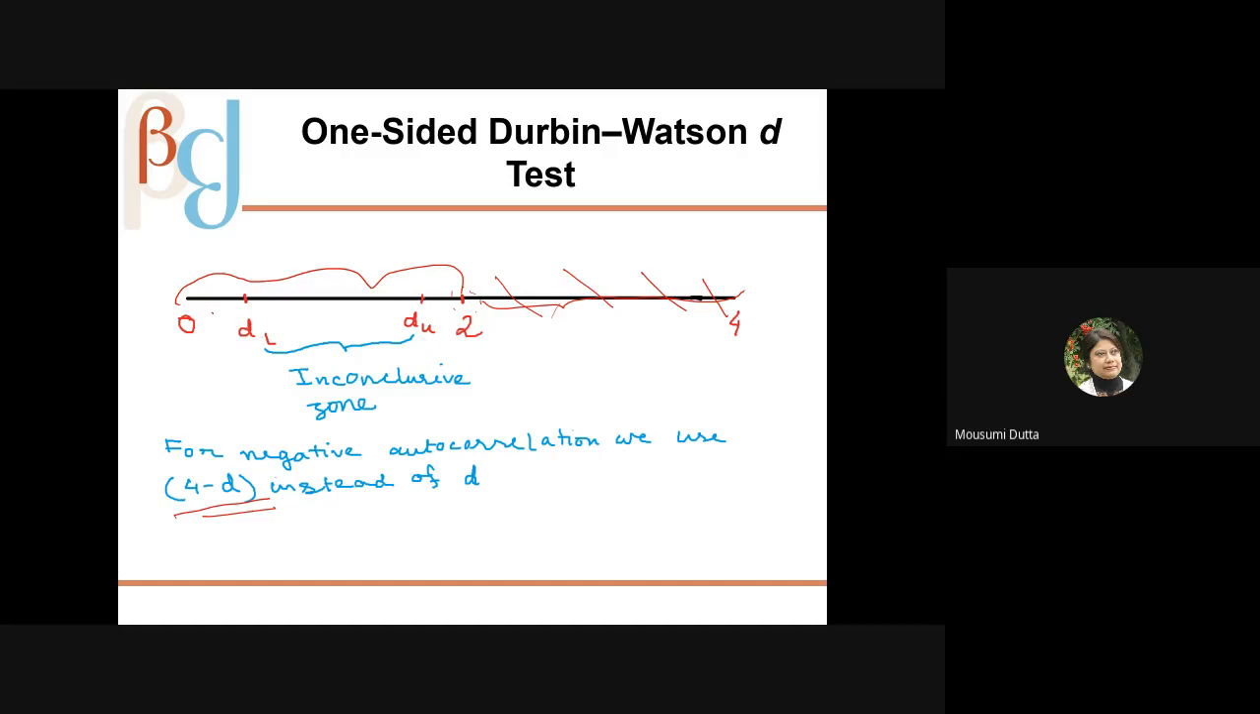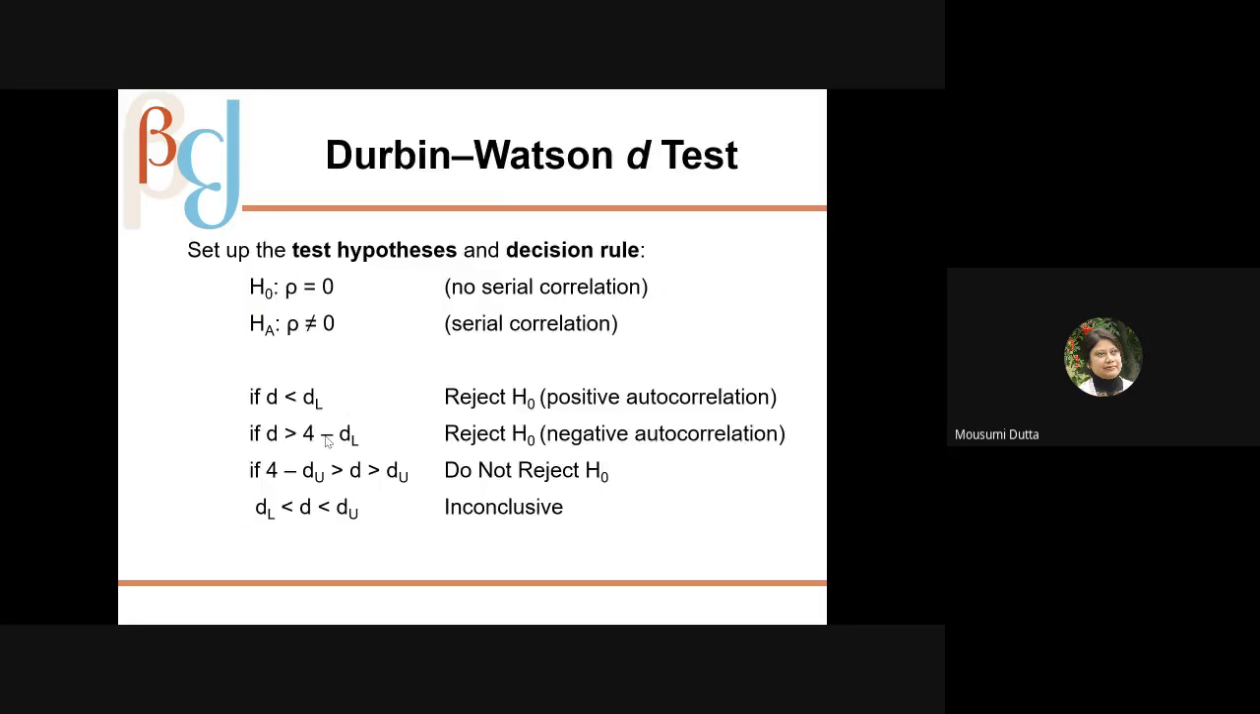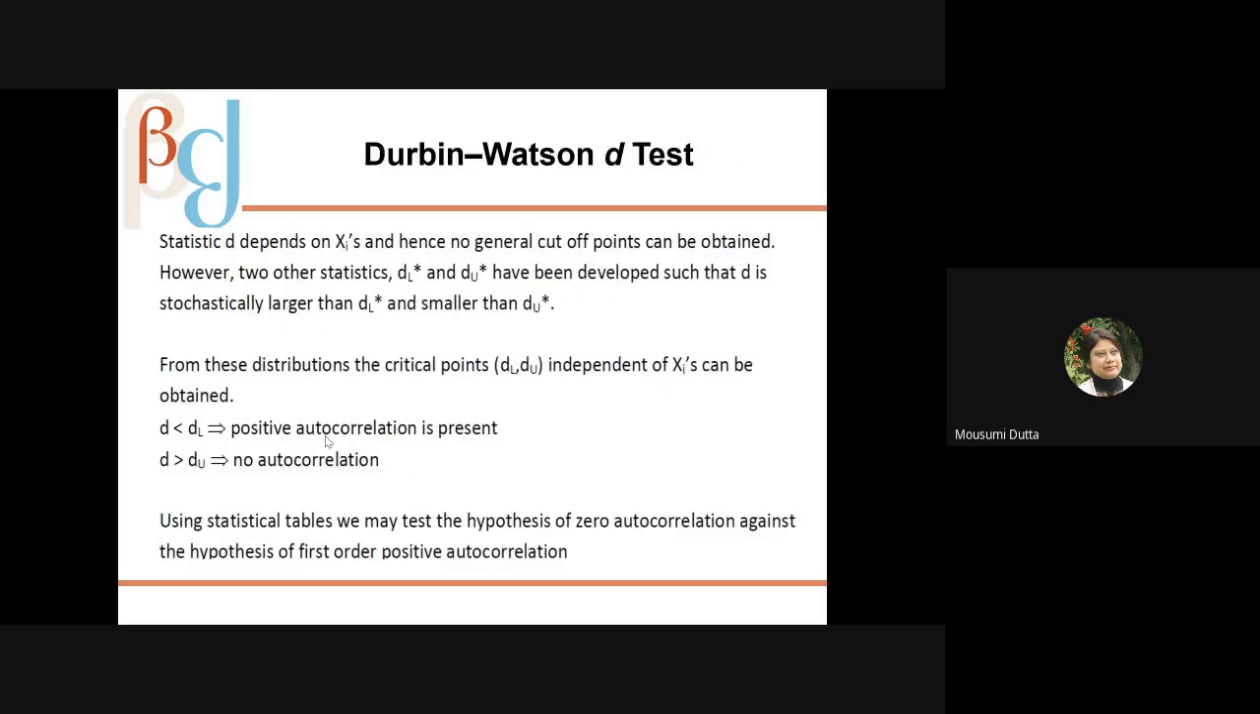Okay, so they will talk about this dl, they will talk about this du, and they will also talk about 4 minus d to come to your conclusion. Now I'll come to the point that between the zone dl and du, the test remains inconclusive. Before that, I'd like to add certain things about having dl and du.